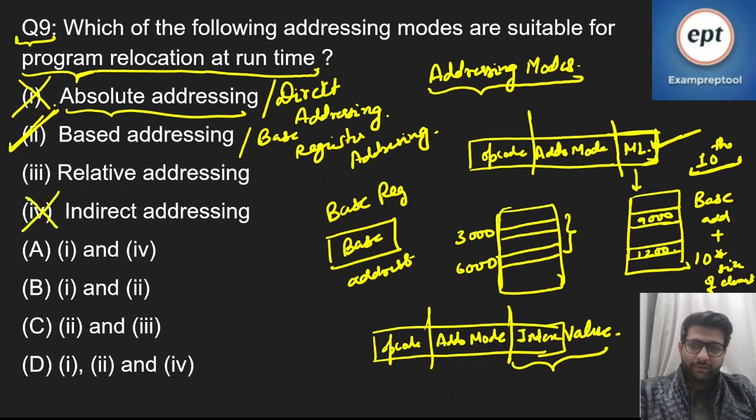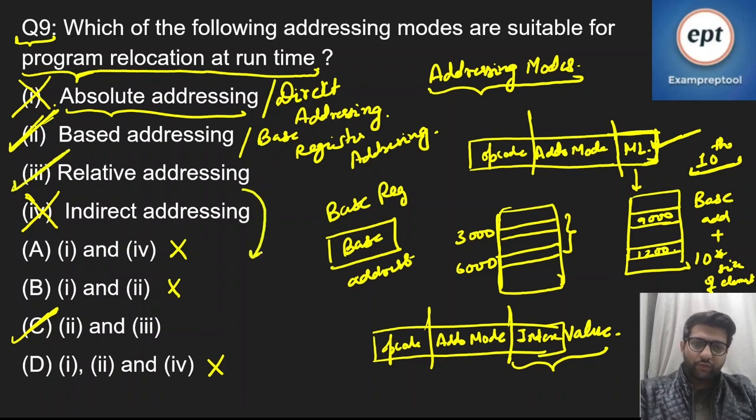Now we can get the answer from the options itself. We know that the first and fourth cannot be the answer, so this is gone, this is gone, and this is gone. So the answer will be C. This means that relative addressing also supports program relocation, right?